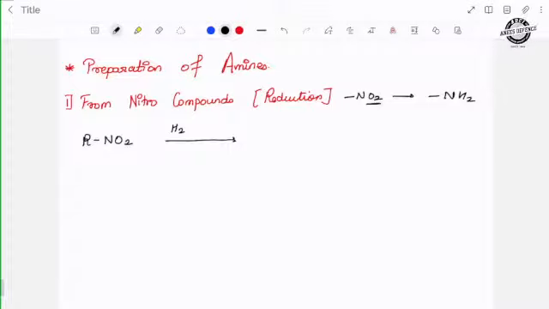Catalyst. So that catalyst is nickel, palladium, or platinum. Okay, nickel or platinum or palladium. What if I don't have these reagents in my lab? We won't throw the reaction away. What we'll do? We'll look for a substitute.